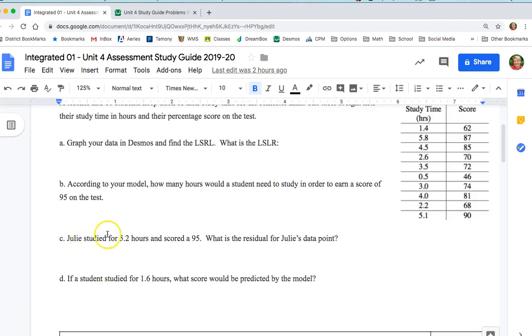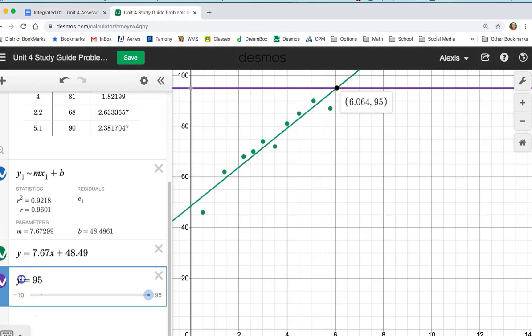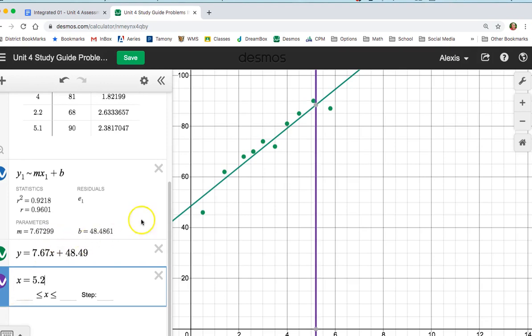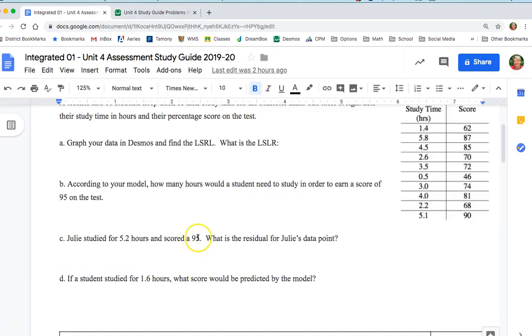Part C: Julie studied for 5.2 hours and scored a 95. What is the residual for Julie's data point? So I need to take a look at 5.2 hours. What should Julie have scored according to our model? If Julie studied for 5.2 hours, Julie should have gotten an 88. But what did Julie actually score? She scored a 95, so she's above the predicted model.